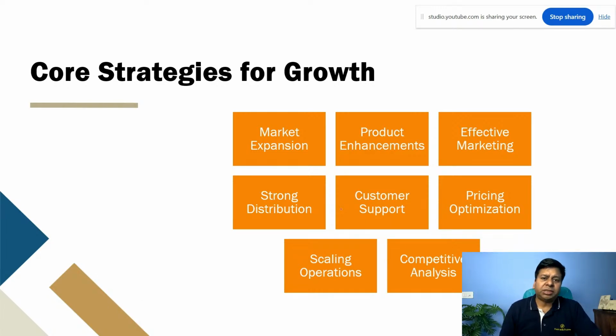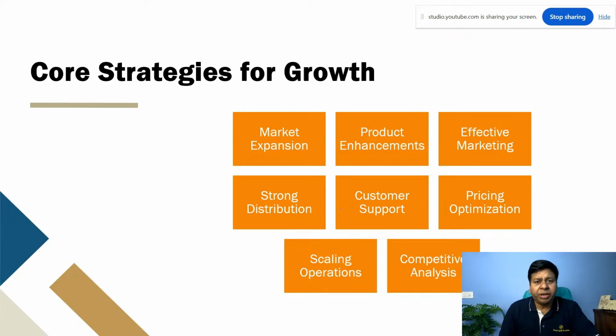Market expansion. You have worked upon one market segment for the introduction phase. Now think about how you are going to expand in the market. What are the elements you will be picking? What are the upcoming markets?